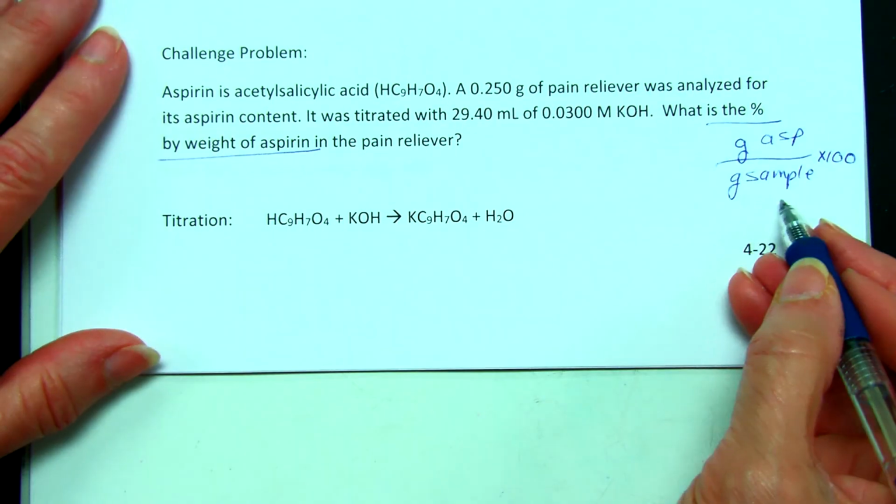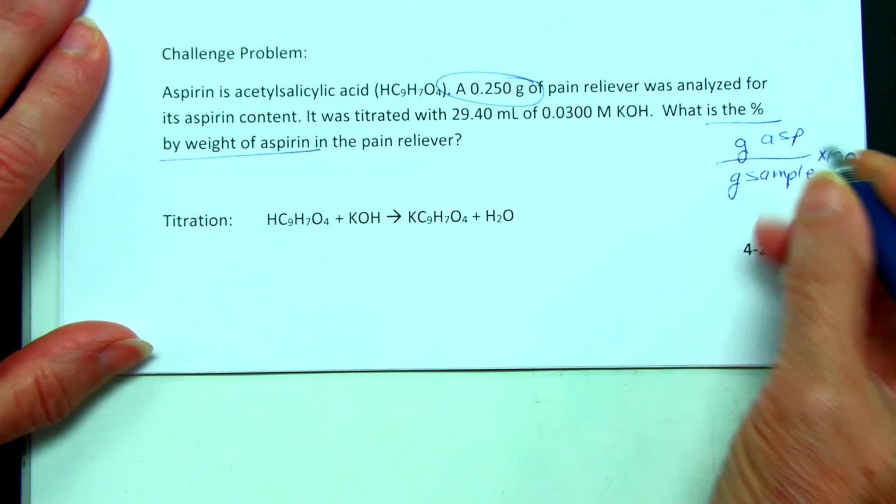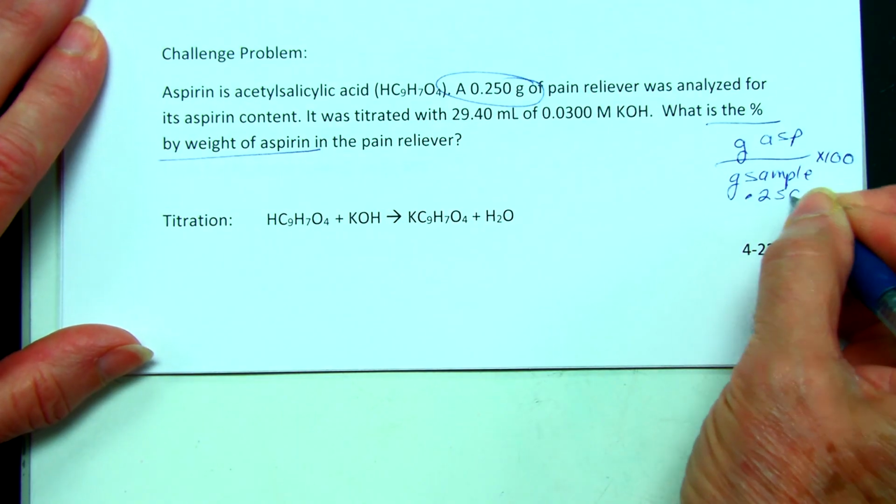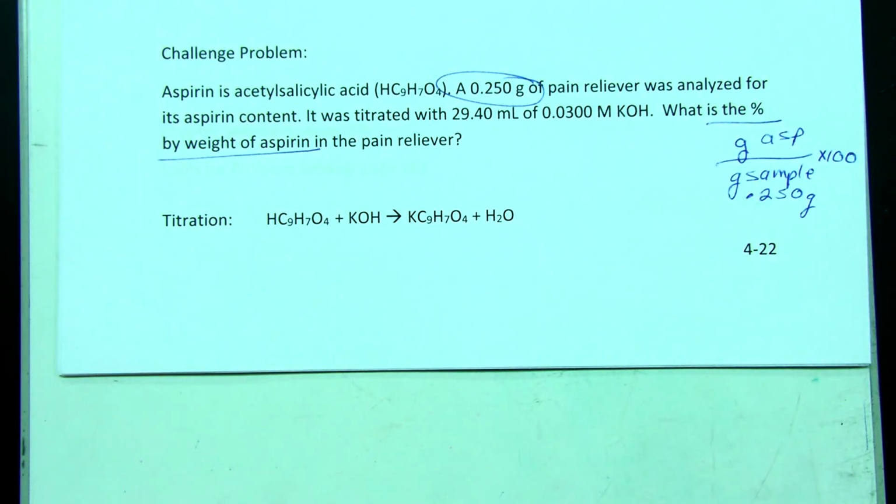Now, I know the grams of sample. It's written right here, 0.250 grams. Did some of you try to start your calculations with that? Yeah, because you thought that was the mass of aspirin, and it's not. That's the mass of the pain reliever tablet. Okay, when you go buy an aspirin tablet at the store, it's not pure aspirin squeezed into a tablet. They put binder in there and starch and things to hold it together. If you put real aspirin flakes in your mouth, it's disgusting. Okay, it has a very bitter taste.